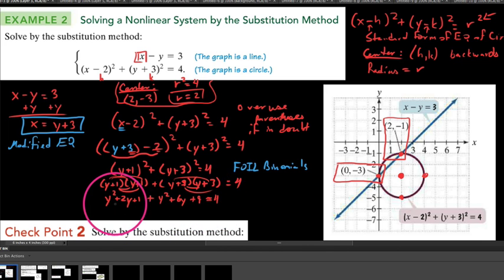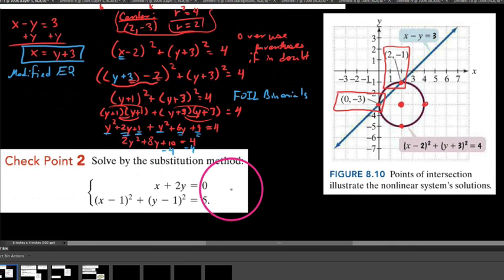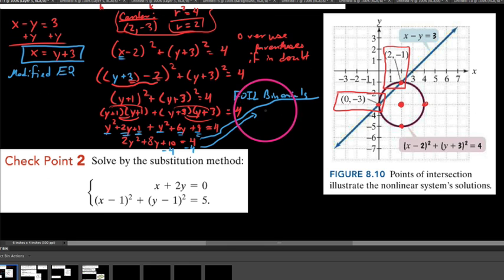So here comes the part where we combine like terms. A y squared and a y squared is 2y squared, 2y and 6y is 8y, and then a 1 and a 9 is a 10, and this equals 4. From here, we are going to set it equal to 0 by subtracting 4 from both sides of this equation. I'm going to give myself a little more room here. So we'd say this is 2y squared + 8y, and if I subtract 4 from both sides, this is + 6 = 0.